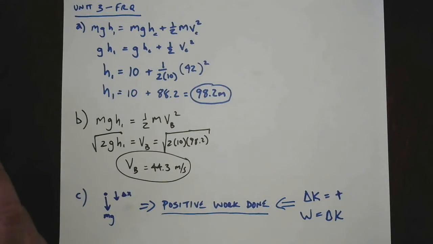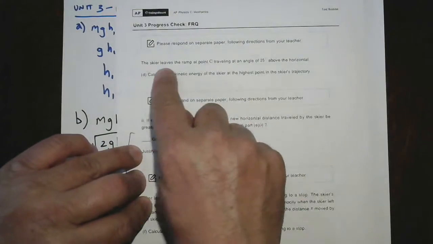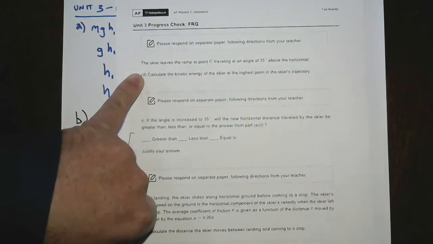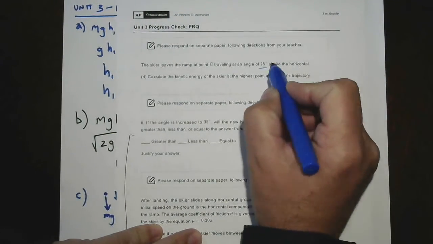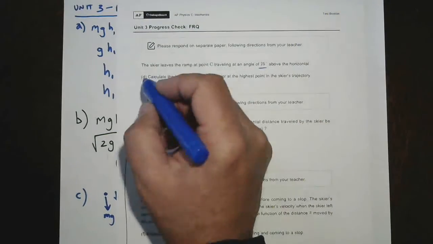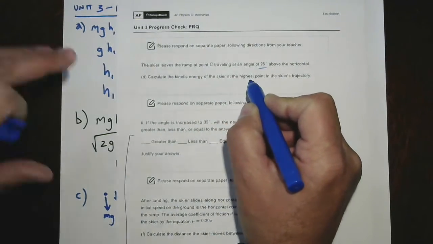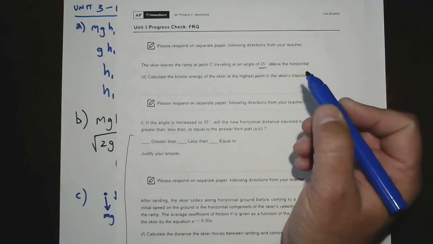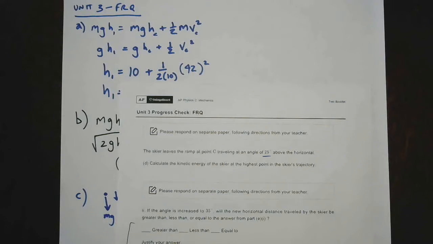Okay, so we're moving on to where it gets a little wacky here. We're going to be moving on to part D, and part D has a little wrinkle. It says the skier leaves the ramp at point C at an angle 25 degrees above the horizon. That wasn't on the drawing before, so this is new information. For part D, they want us to calculate the kinetic energy of the skier at the highest point in his trajectory. That is going to take some thought.